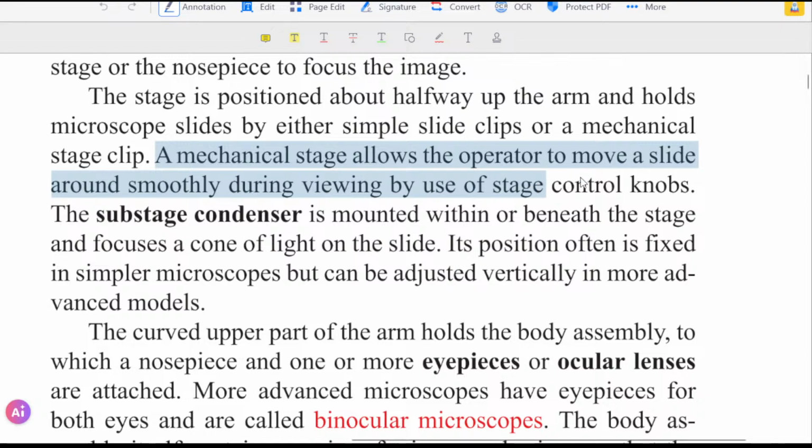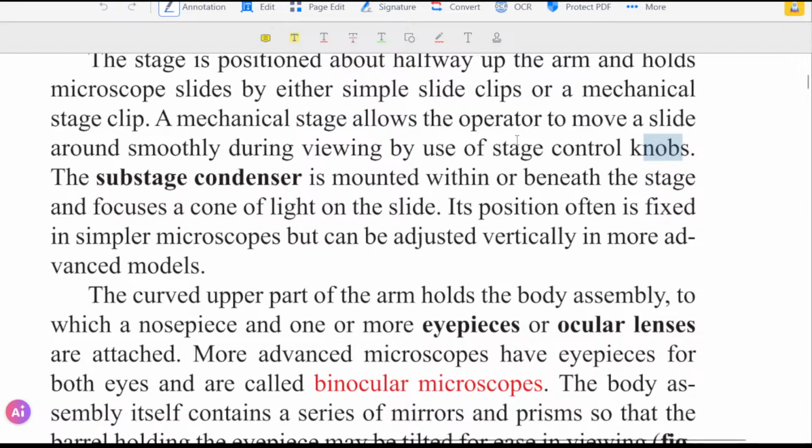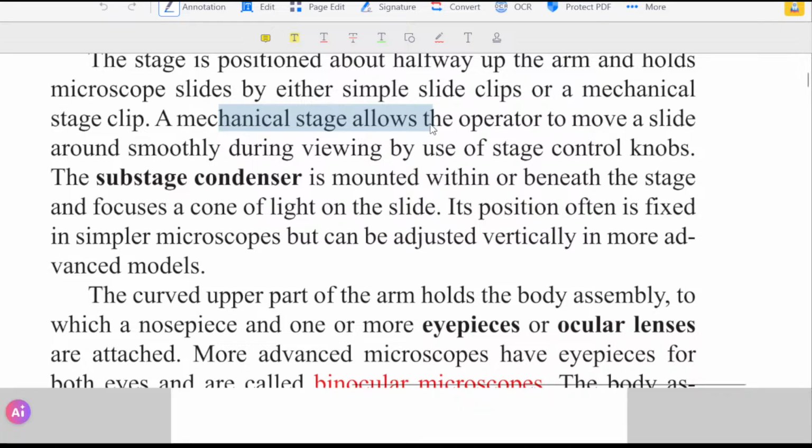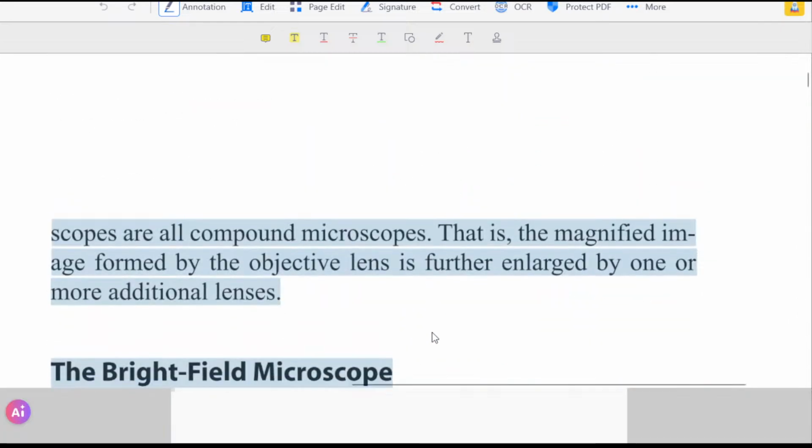A mechanical stage allows the operator to move a slide around smoothly during viewing by use of stage control knobs. Alright, so one is fixed and one is not fixed, right? I think the one we used was the mechanical one, because we could move the slide, right? Like the one that is in our lab right now, I think it is the movable one, while the one that we used in our childhood, I think was one of the fixed ones.